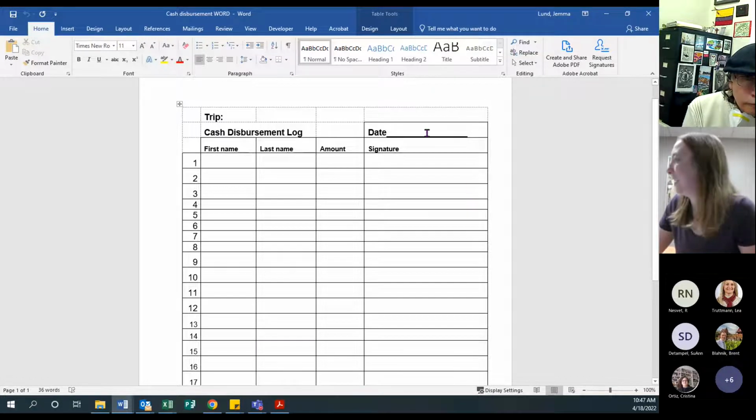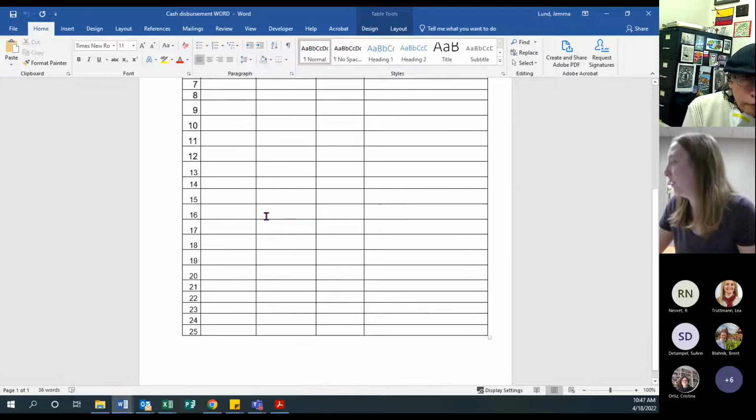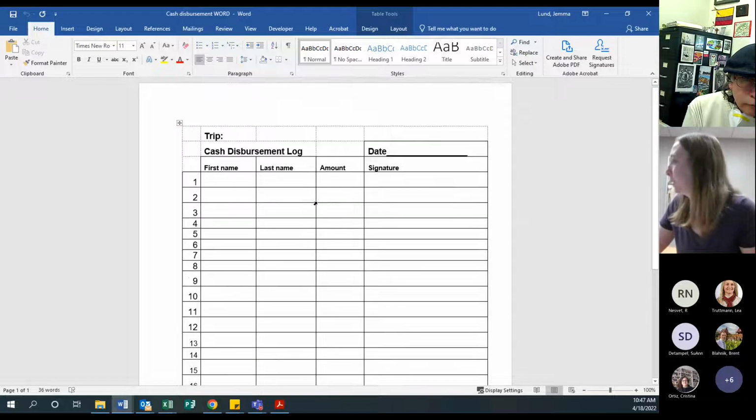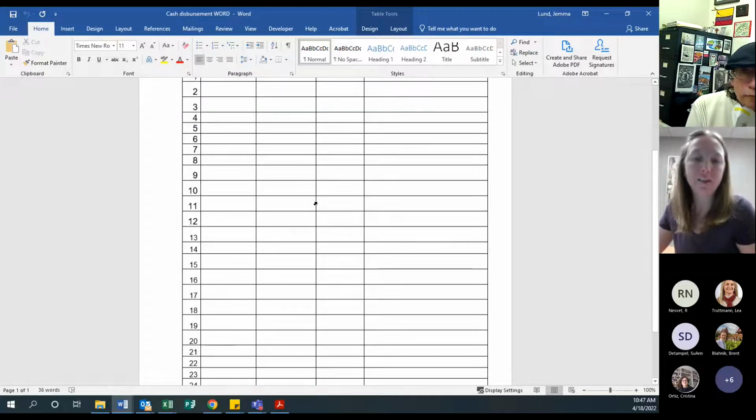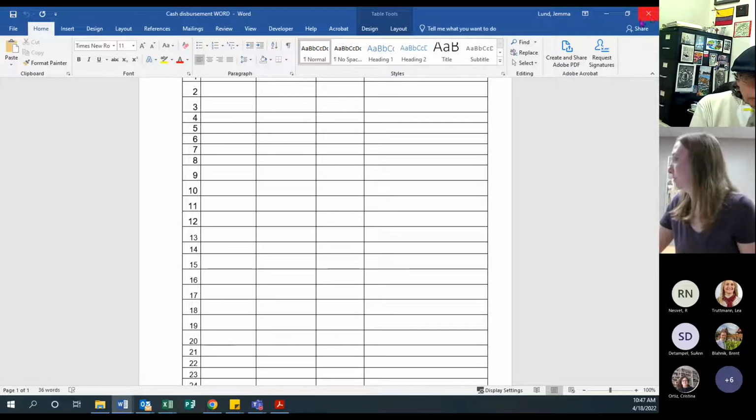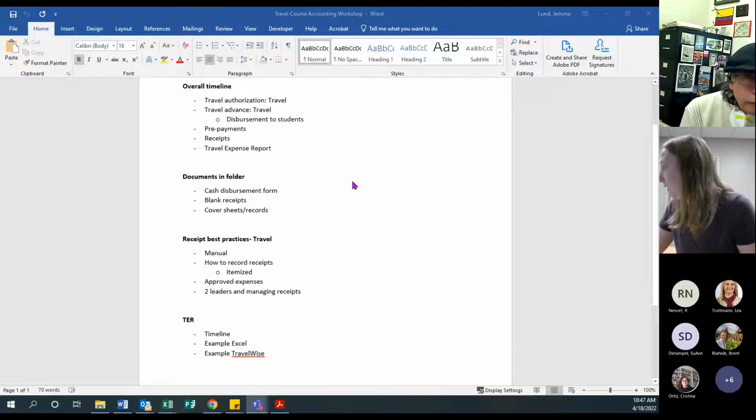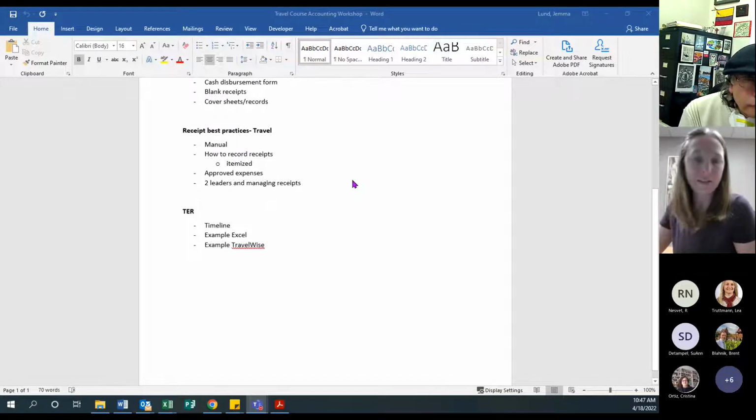Just make sure you put the date on here, and if you do more than one, you can always handwrite names in there as well. But this is what that log looks like. Again, that's the receipt for those allowances to students and to yourself, from the advance, I should say. All right. Questions on those example forms?